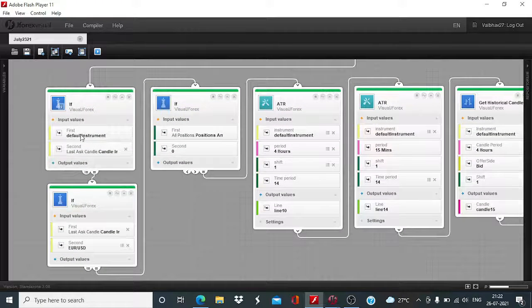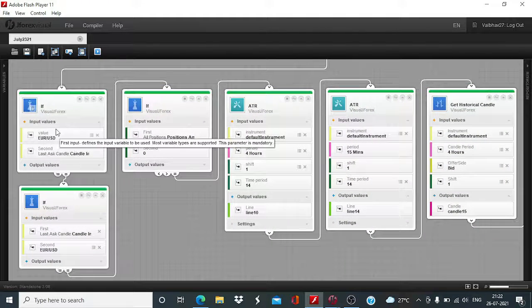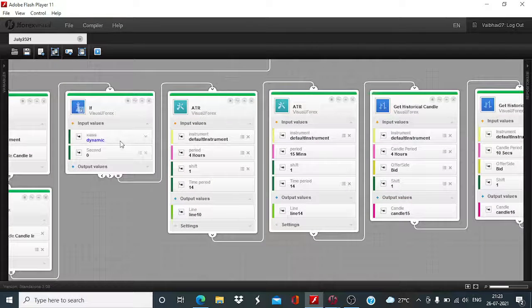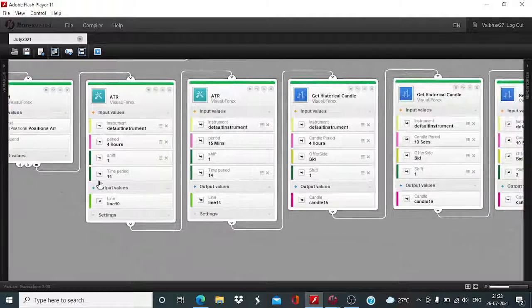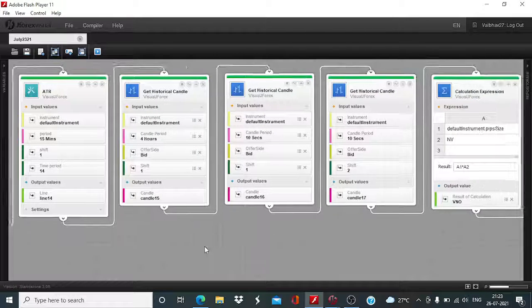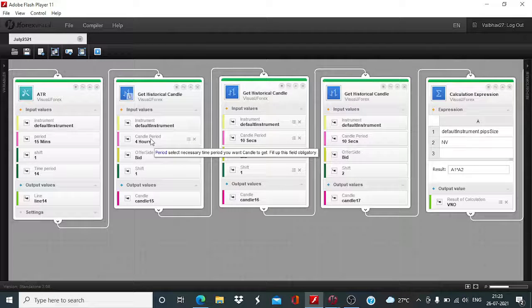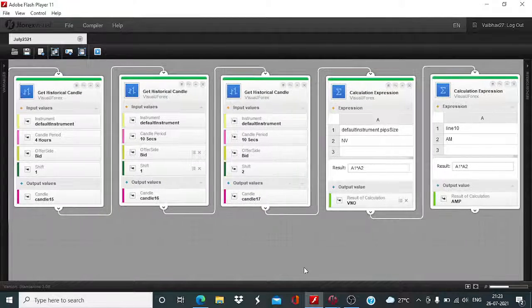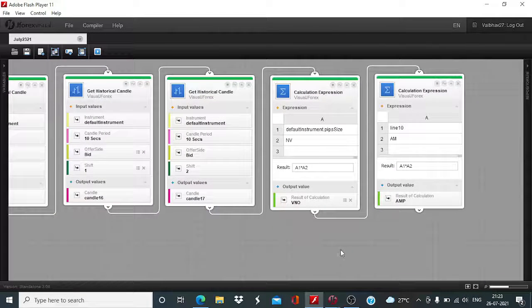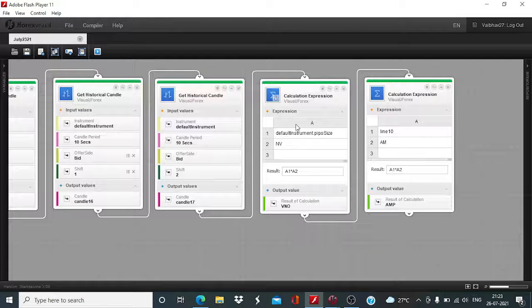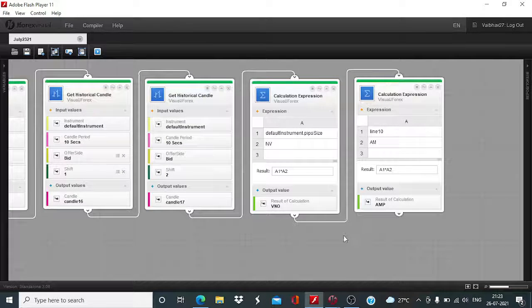In the last session, I had carried out this instrument subscription where the default instrument is Euro USD. Afterwards, this position amount was defined and these blocks added. First two are of ATR with a varying candle period. First one is of 4 hours, second is of 15 minutes. And to look at the price volatility, we are also relying on the get historical candle. This one is of 4 hours and these two are of 10 seconds each. And to further define the conditions, we have also taken these calculation expression blocks to define the requirements in terms of price volatility. So this was to set the minimum conditions.